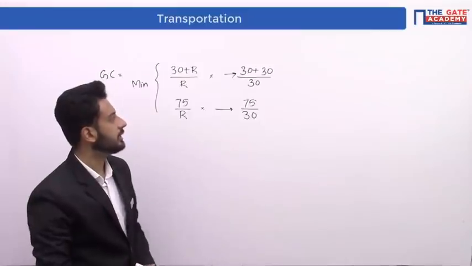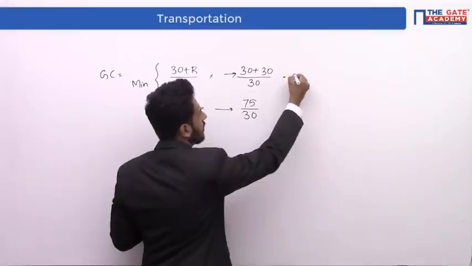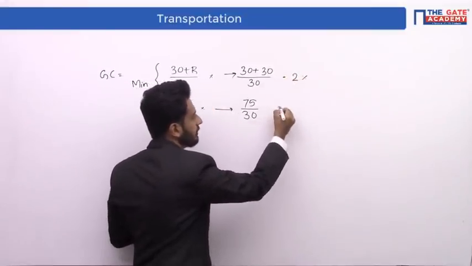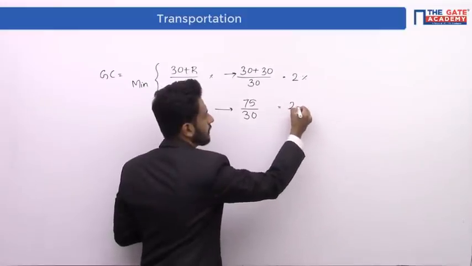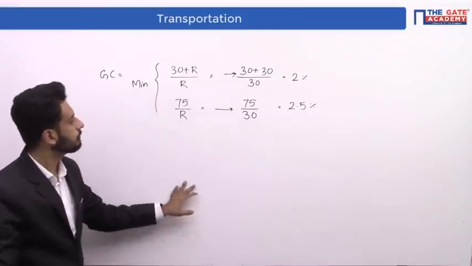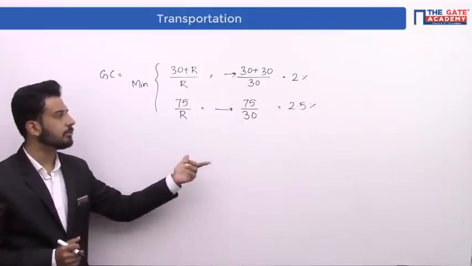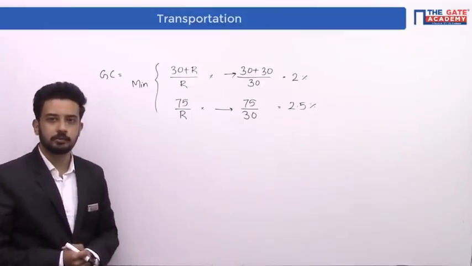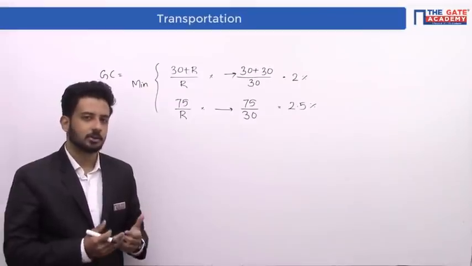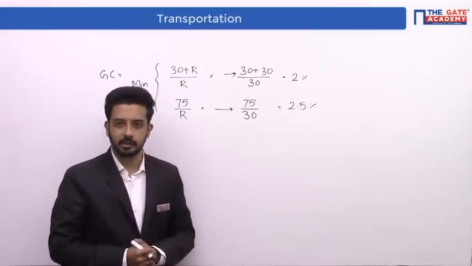So what you will be getting? 60 divided by 30. Directly you are getting in percentage. Okay. So 75 divided by 30, you will get 2.5%. Okay. So from the equation what we are getting? It will be the minimum of 2 and 2.5. What it will be? 2%. Correct? So you may be thinking that option A will be correct.